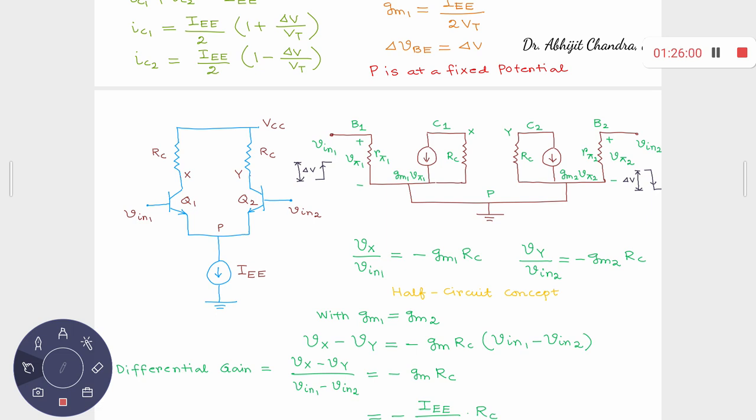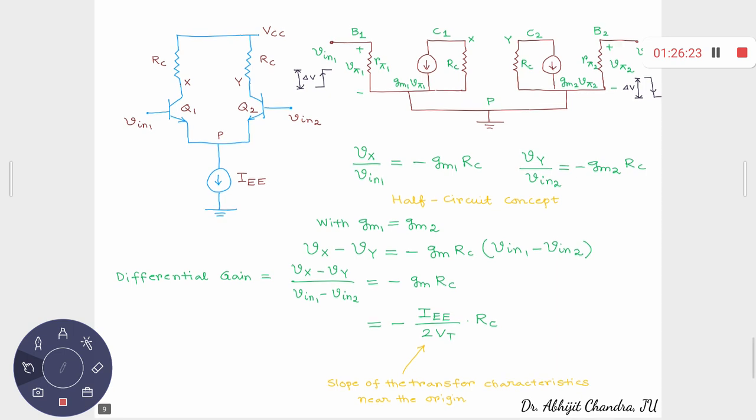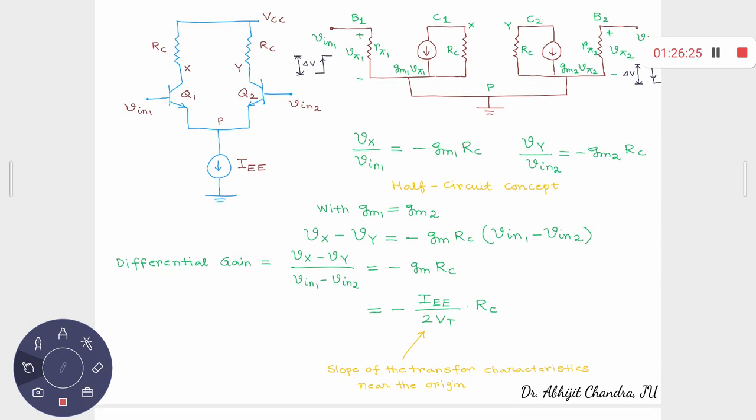Since we have used some very simplistic model, that's why we have used this one. Otherwise, this individual circuit can be a little bit complicated. This is the scope of the transfer characteristics curve.